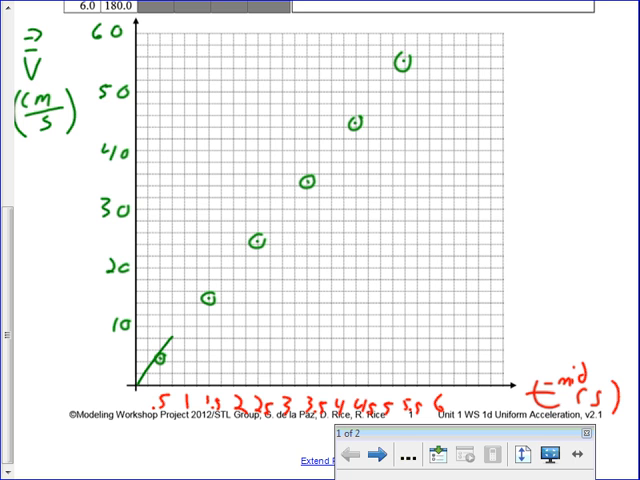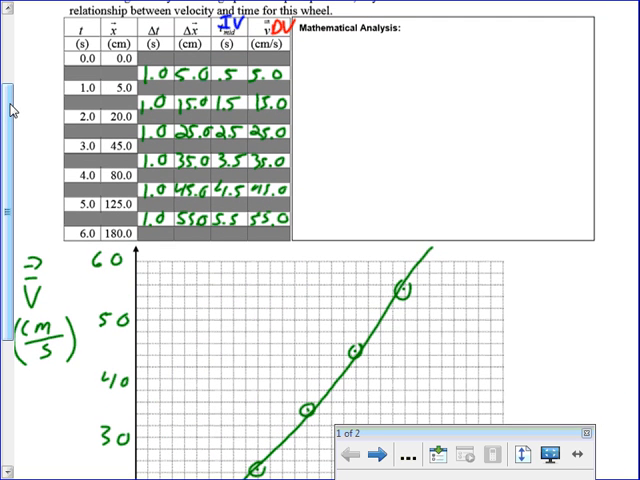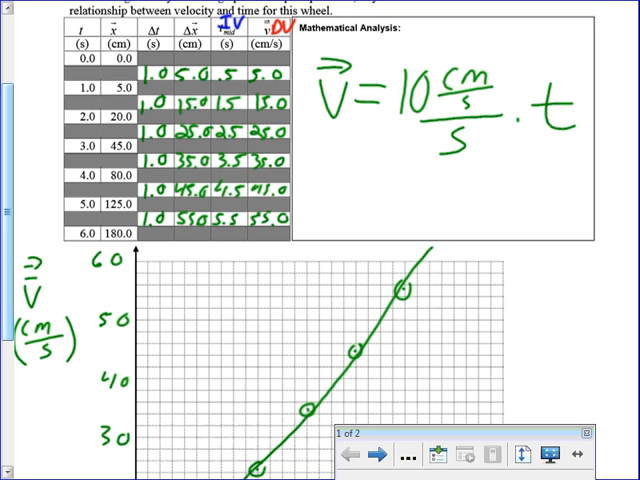I can draw my line of best fit. Use these points to calculate a line of best fit, and then calculate my slope to come up with the final equation of velocity equal to 10 centimeters per second times t. This is just doing the simple slope calculations. And now I have a graph, a velocity time graph, and I have an equation.